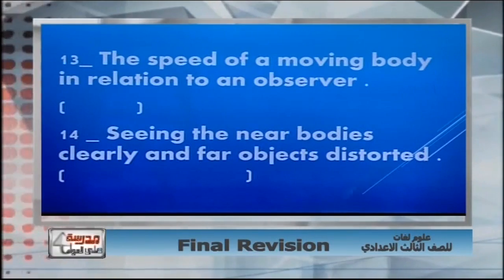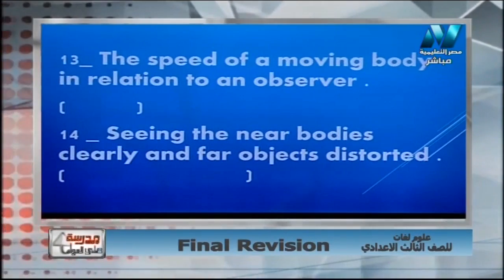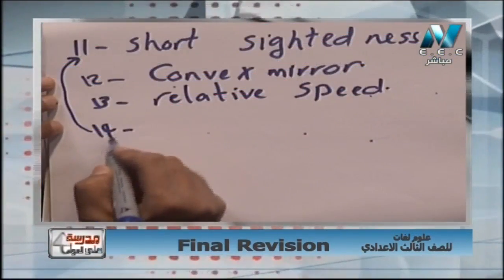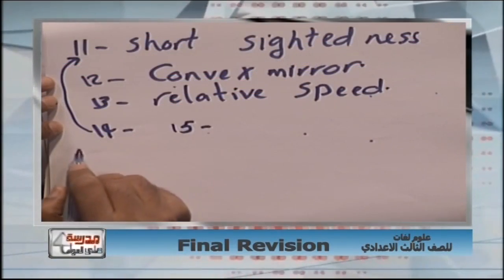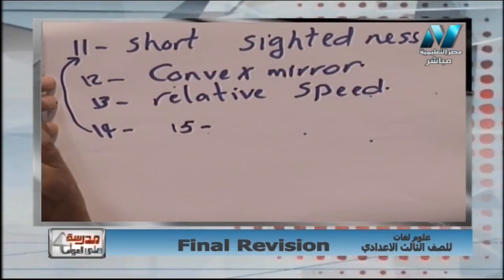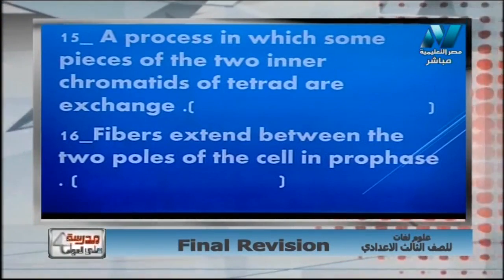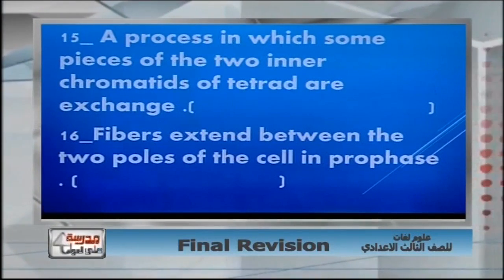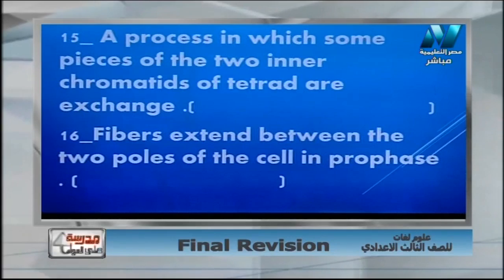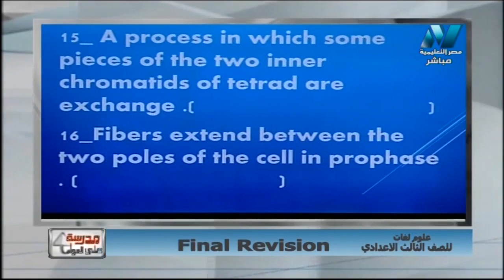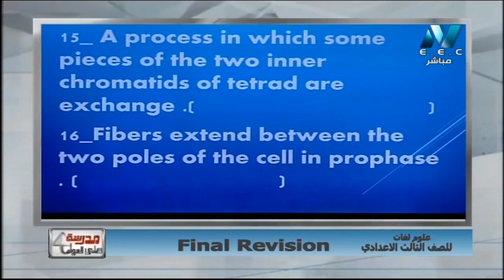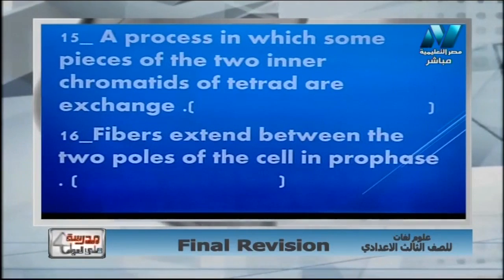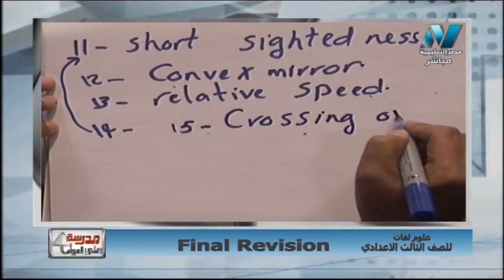Number 14, seeing near bodies clearly and far objects distorted. As we said before in number 11, short-sightedness. Number 15, a process in which some pieces of the two inner chromatids of the tetrad are exchanged. So it is the crossing over phenomenon.